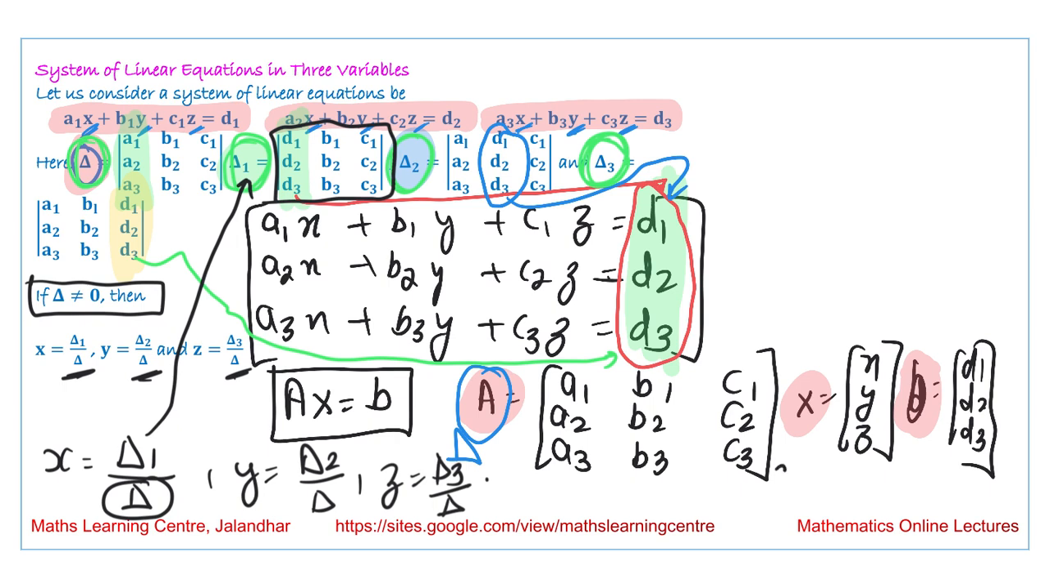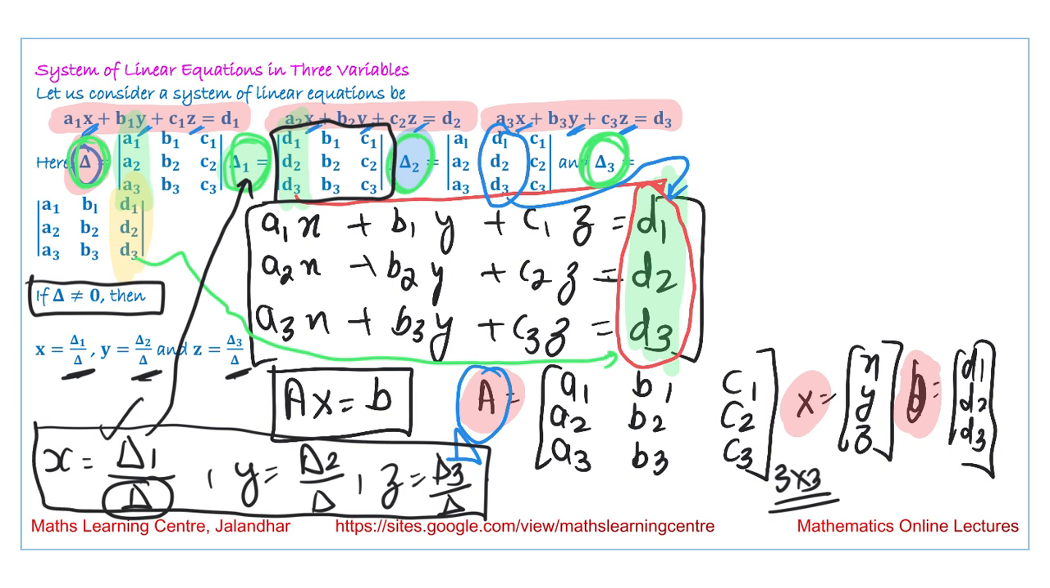Why 3 cross 3? Because the matrix over here is a 3 cross 3 matrix. So we call this kind of system the 3 cross 3 system. To obtain the solution, we have to calculate these four determinants, and if delta is not equal to 0, then the values of x, y, z are obtained in this way.